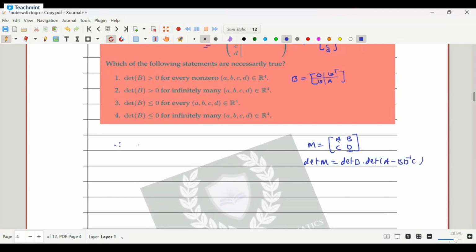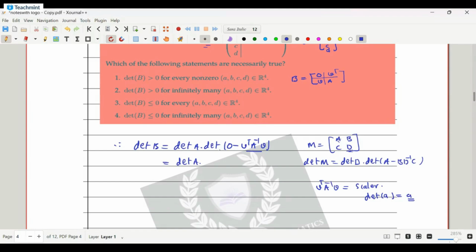So therefore det of B is equal to det A into det of, where A is equal to 0 here, 0 minus V transpose into A inverse into V, sir. So which is equal to det A into this one, V transpose into A inverse into V. So this one is a scalar, right? So the determinant of any scalar, where A is any number, determinant of minus A is equal to minus A, sir, right?